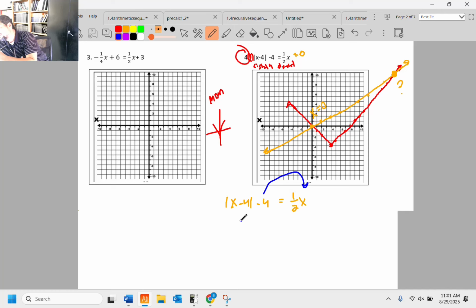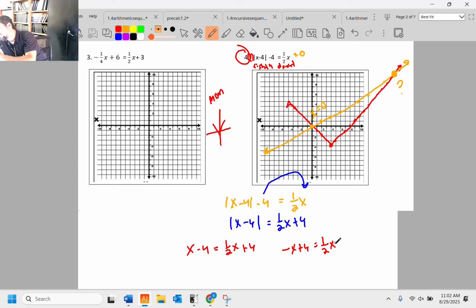First step is to isolate. The absolute value of x minus 4 is 1/2 of x plus 4. Okay, once you've isolated absolute value, you have to write 2 equations. The first one is as is. And on the second one, we change the sign on the stuff inside.